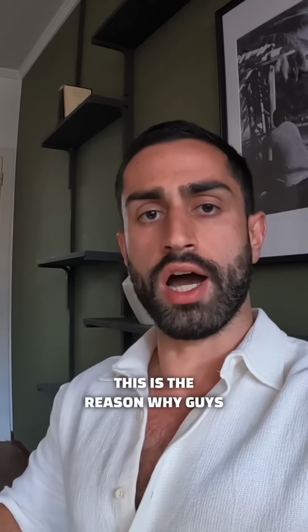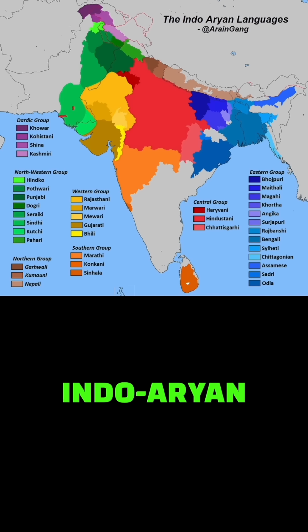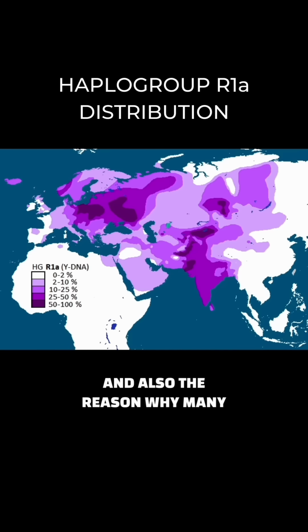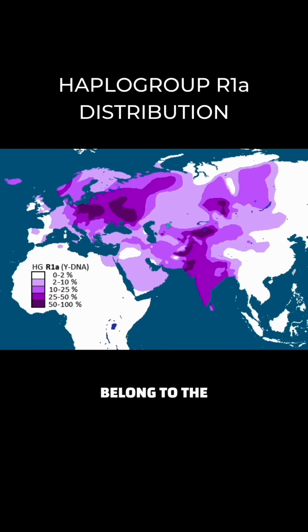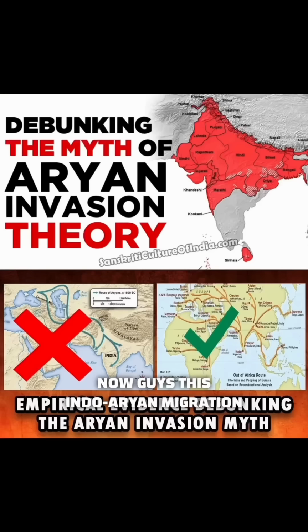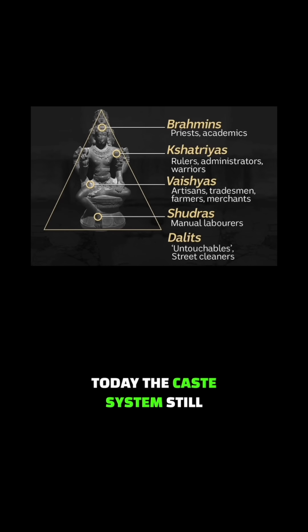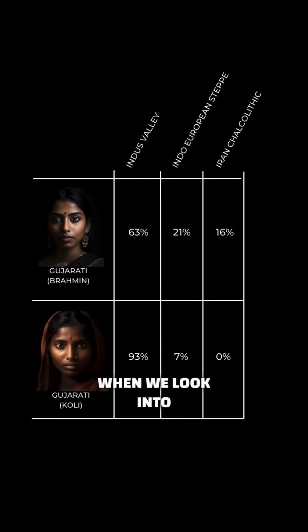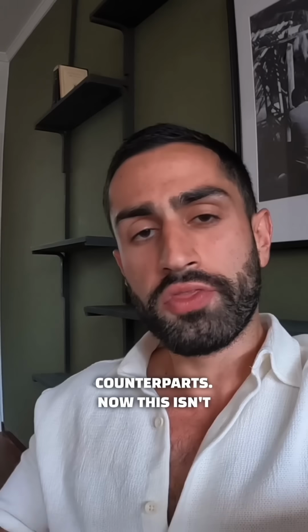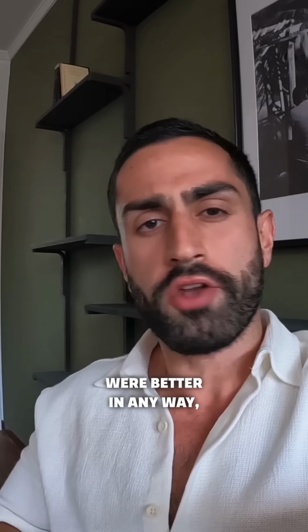This is the reason why, guys, many languages in India fall under the Indo-Aryan linguistic family, and also the reason why many Indian males belong to the haplogroup R1a, a distinctive Indo-European genetic marker. Now guys, this Indo-Aryan migration has been a topic of great controversy amongst many Indians, and that's because in Indian society today, the caste system still exists. Typically speaking, when we look into Brahmin populations, they have high levels of the steppe DNA compared to their non-Brahmin counterparts. Now, this isn't because the Indo-Aryans were better in any way.